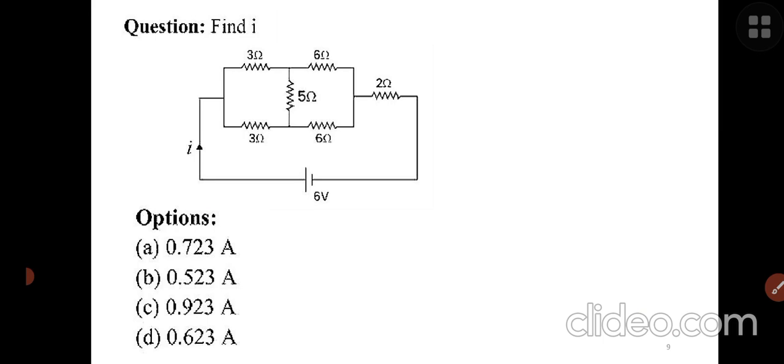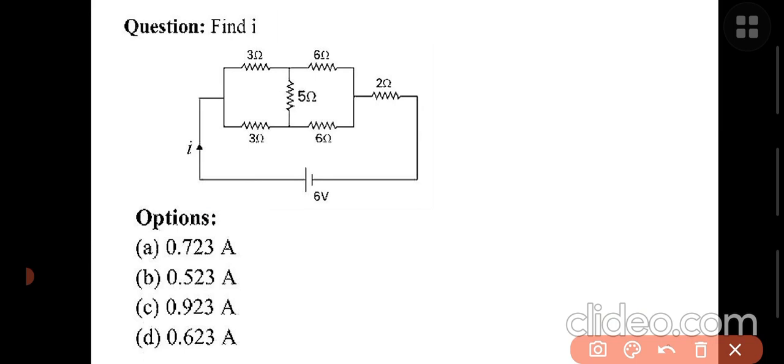Find I for the given circuit. Options: 0.723 amps, 0.523 amps, 0.923 amps, 0.623 amps. Let's find the answer. Before finding the answer, in this circuit, under the balanced condition, this is a bridge circuit.